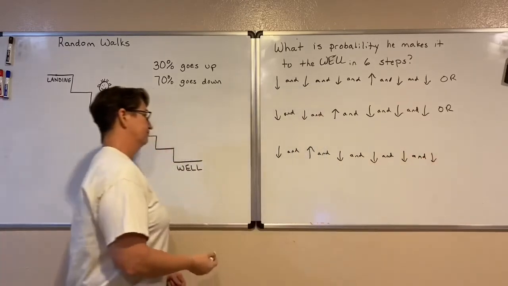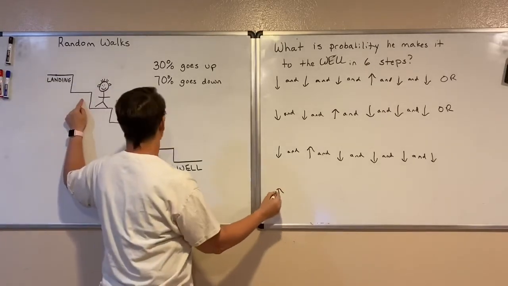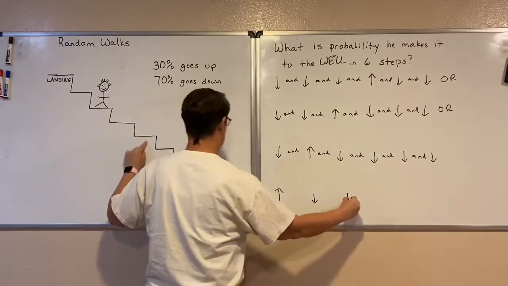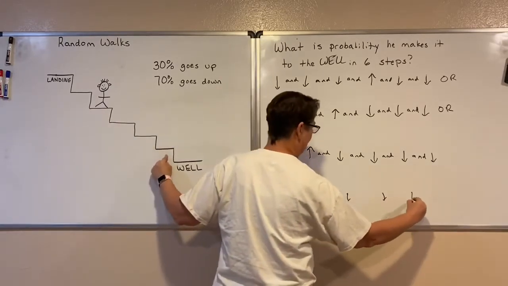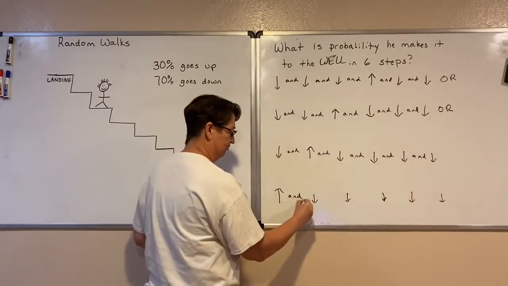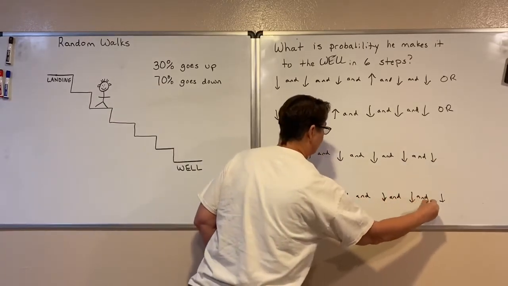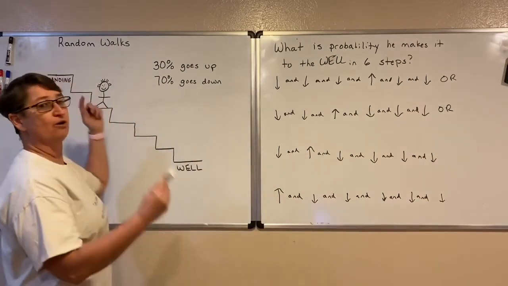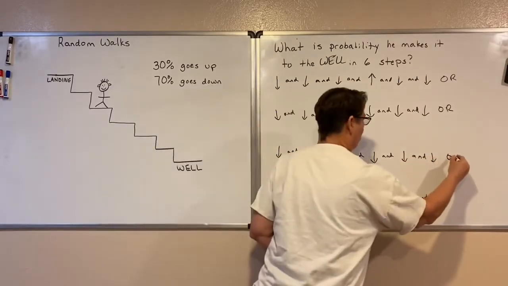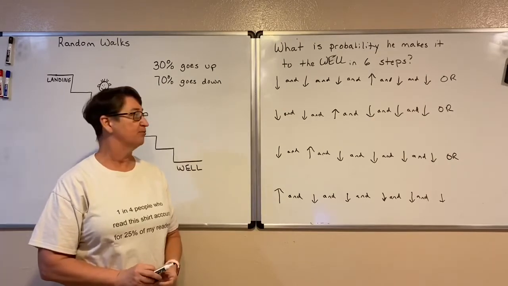Is that all of them? Let's try, what if he goes up first? Let's see if he goes up first, can he make it down? So up and down and down and down and down and down. Oh, that's another way that he can do it in 6 steps, make it down to the well. What about if he goes up 2 steps? Let's try that. Well, 1, 2, oh, he's at the landing. So that doesn't work either. So these are all the different ways that he can make it to the well in 6 steps.